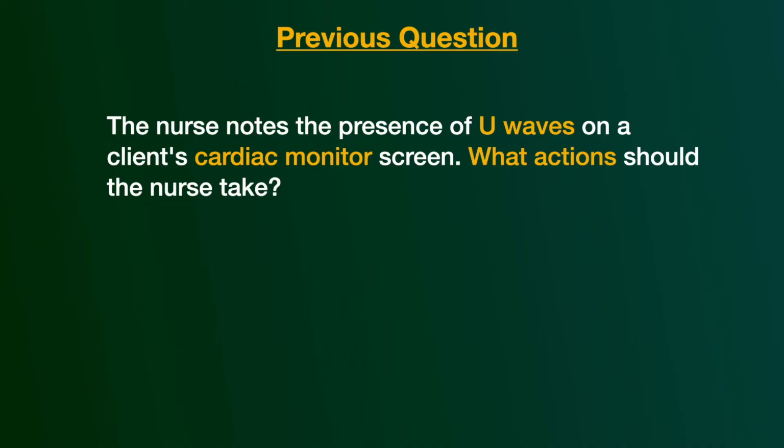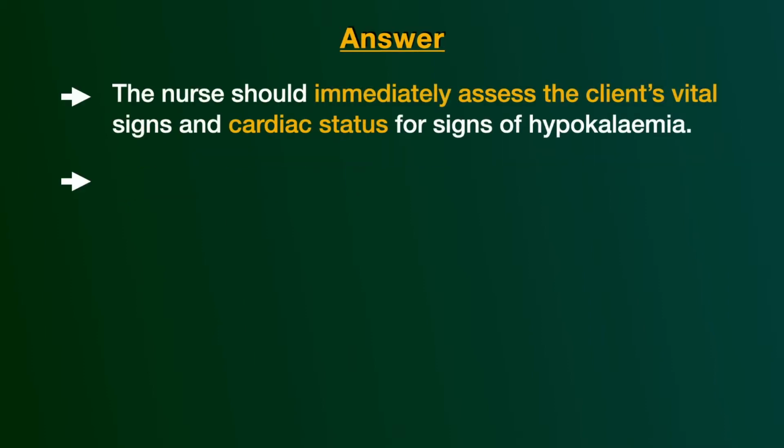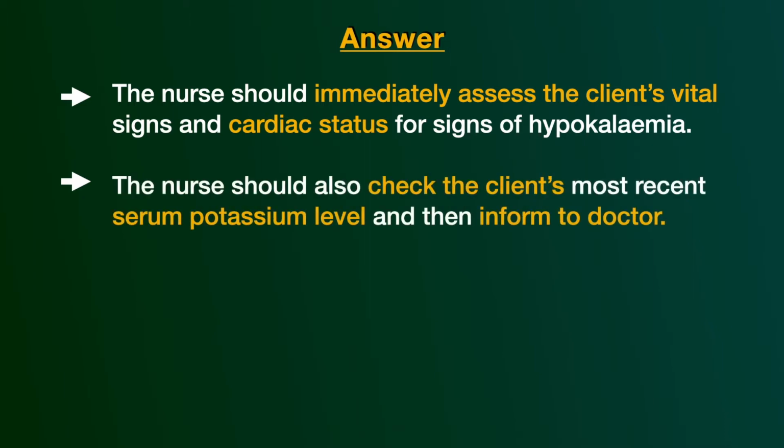So the question was, the nurse notes the presence of U waves on a client's cardiac monitor screen. What action should the nurse take? The answer is, the nurse should immediately assess the client's vital signs and cardiac status for signs of hypokalemia. The nurse should also check the client's most recent serum potassium level and then inform the doctor. The incidence of potentially lethal ventricular dysrhythmias is increased in hypokalemia.